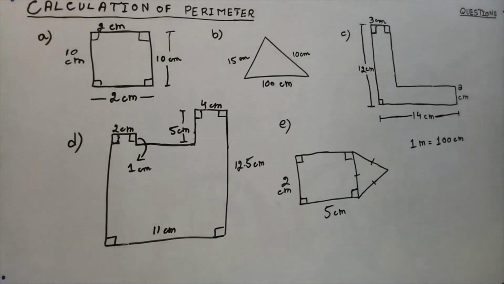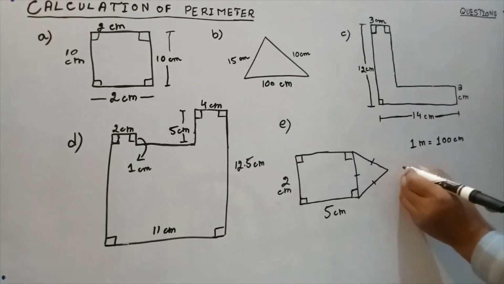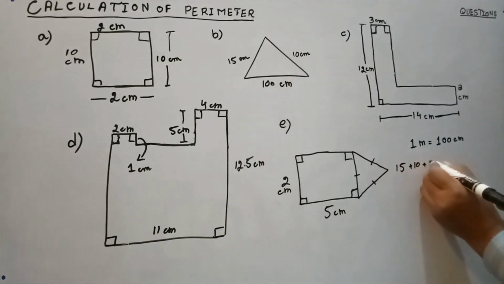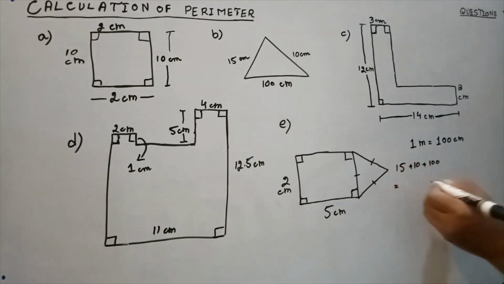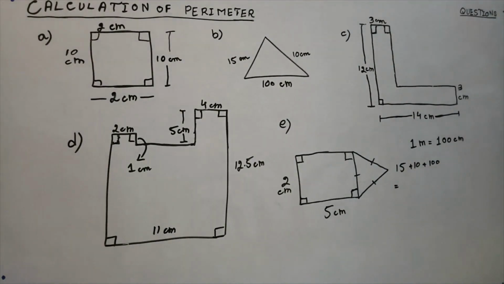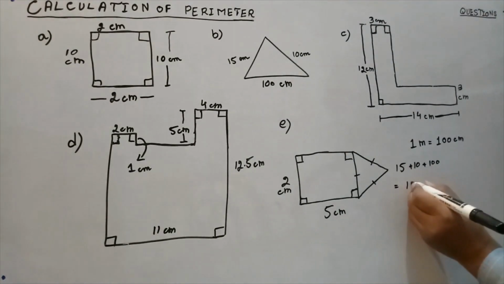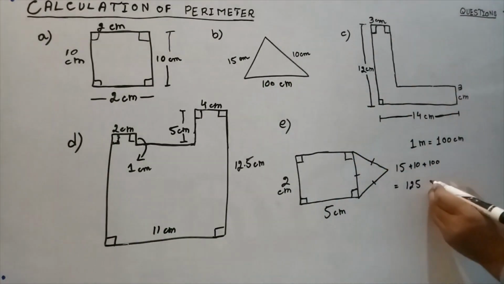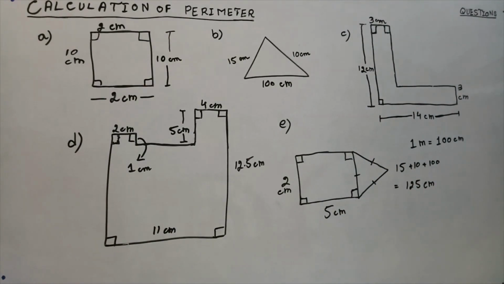The next step is very easy: we have to add all the lengths, 15 centimeters plus 10 centimeters plus 100 centimeters. Here I will get 100 plus 10, 110, and 125. 125 what? You can see we have all the lengths in centimeters, so I will get 125 centimeters. Clear? You have to check whether the units are the same or not.